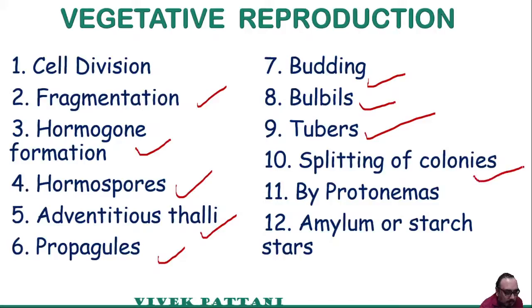Now next comes the splitting of colonies, which you must have seen in the case of Volvox, when each colony attains its maximum size. A small number of constrictions start appearing in the middle of the colony, where each part develops into a new colony.